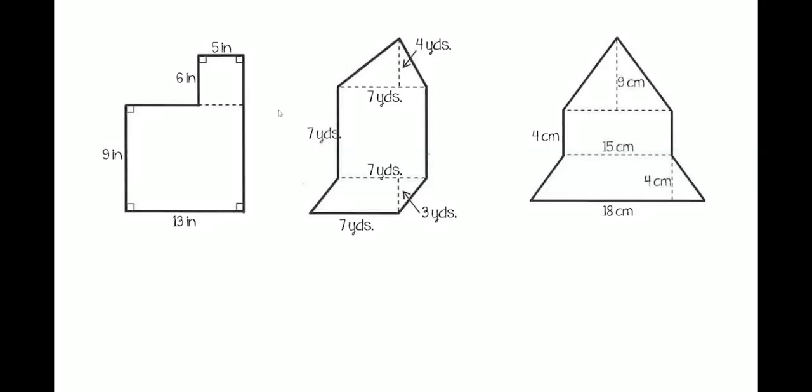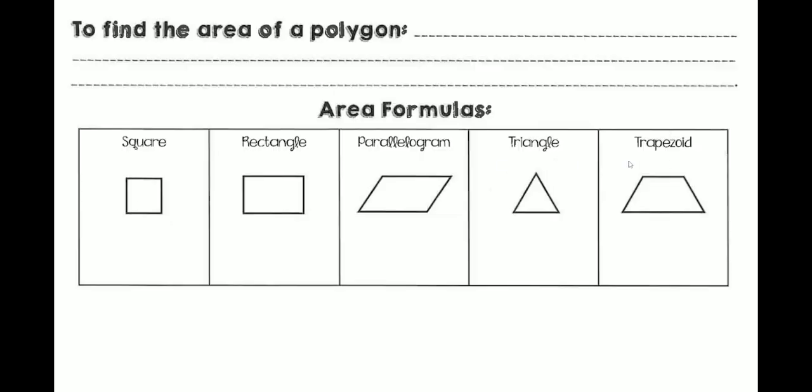In this video, we're going to learn how to find the area of complex polygons like this, this, and this. So, how do we find the area of these polygons? Well, first thing you're going to do is break the polygon down into recognizable shapes, like squares, rectangles, parallelograms, triangles, and trapezoids. Then we need to find the area of these shapes.